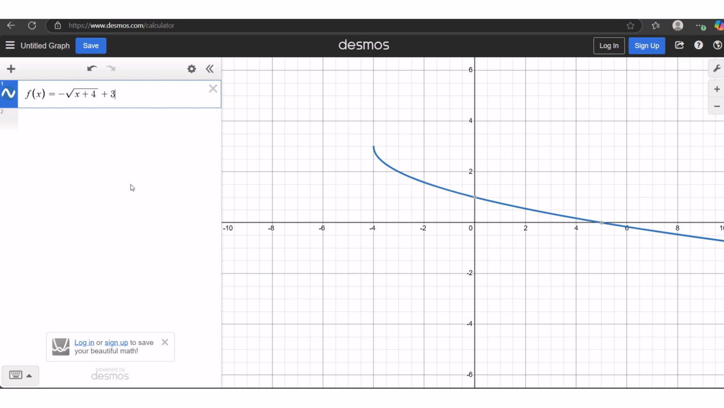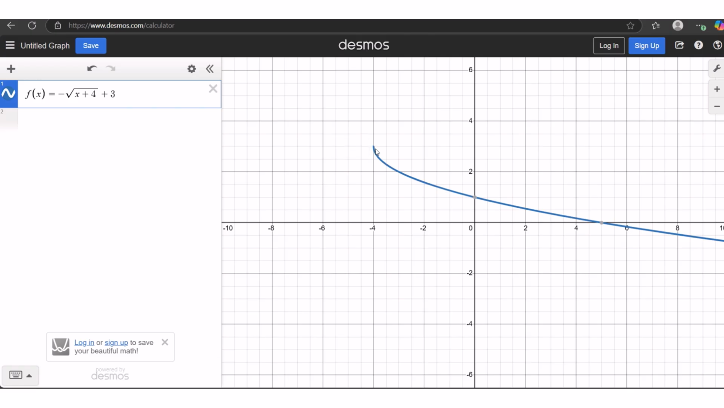This video is to go over one of the ways that you could use Desmos to check your answers for a domain or range problem. And I'm going to model this with a square root function. So I have f of x is equal to negative square root of x plus 4 plus 3. And we can see the graph for that function here.